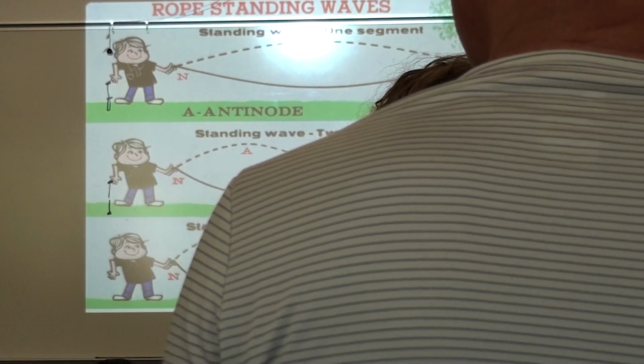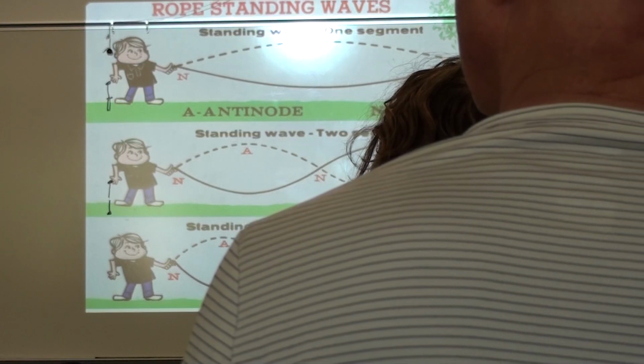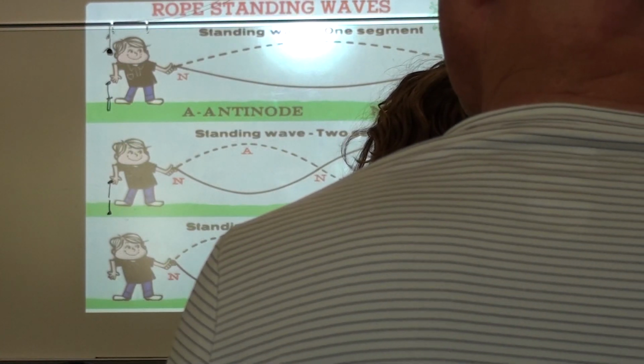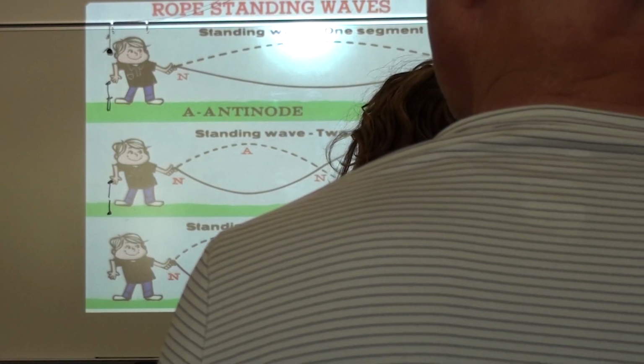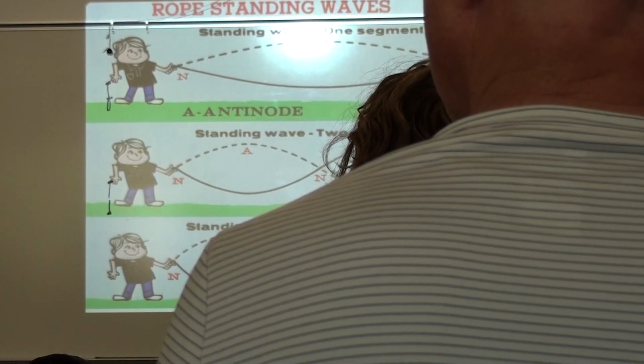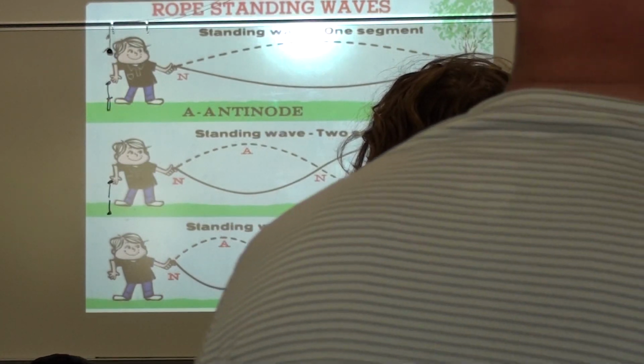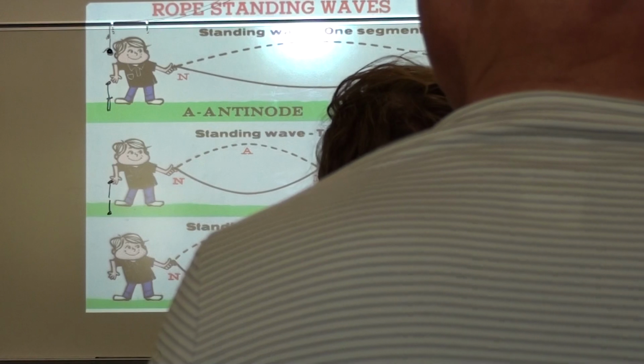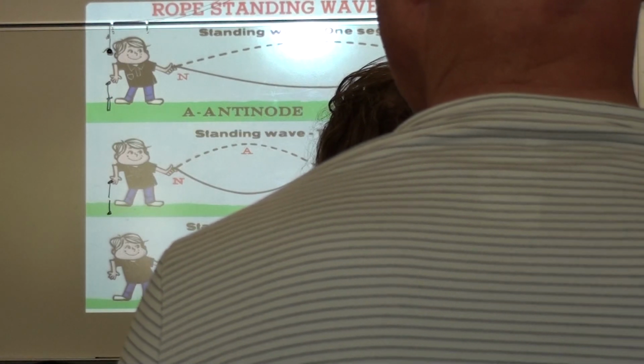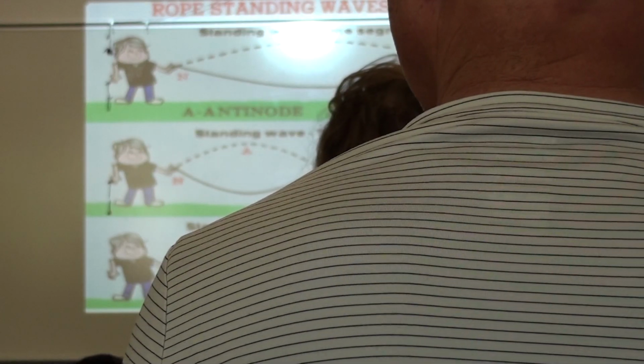And so in each case, here's the fundamental. This is the n equals 1 harmonic. This is the first overtone, or the second harmonic. This is the third harmonic. This is the fourth harmonic.